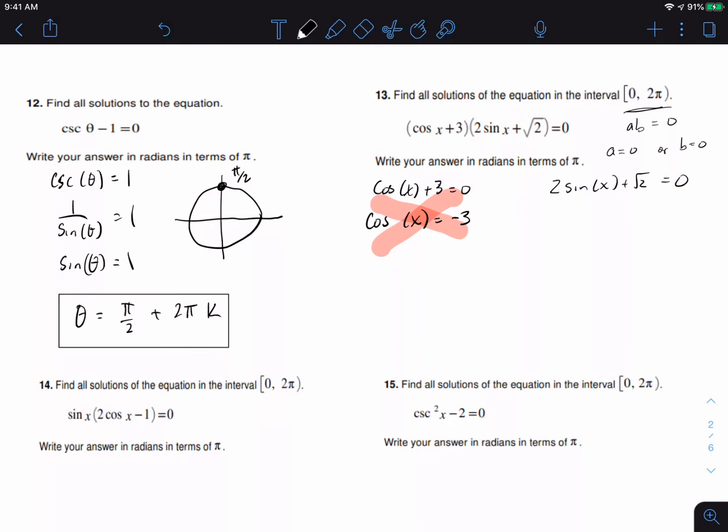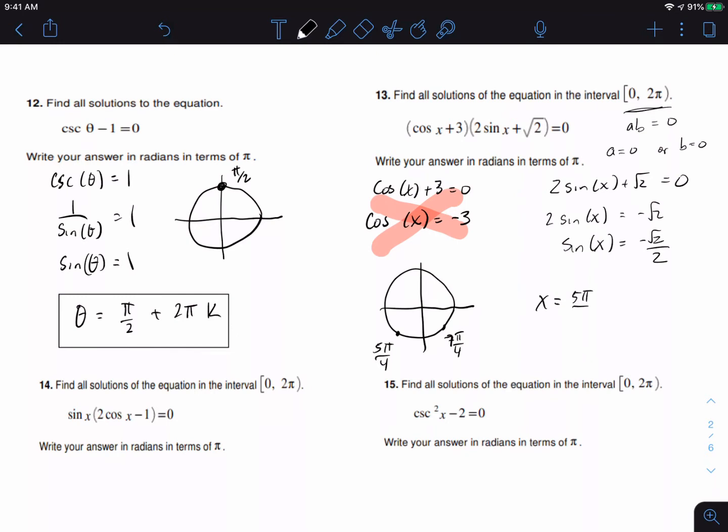Now on the other side, I'm going to get 2 sine of x is equal to a negative radical 2, and then sine of x is equal to a negative radical 2 over 2. Where does that happen? So again, if we look at the unit circle, we see that that's going to happen here, and that's at 5 pi over 4 and at 7 pi over 4, correct? And so my x is going to be 5 pi over 4 or 7 pi over 4. All right. Do you guys have any questions on that?